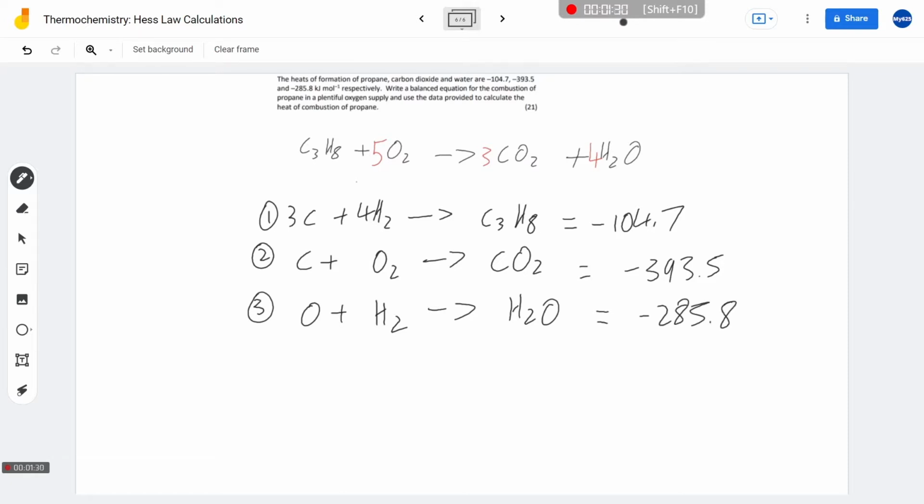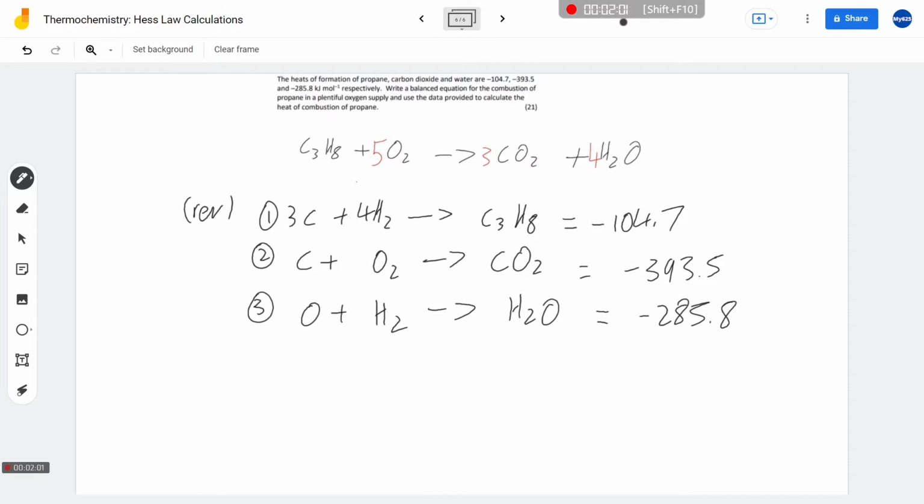Okay, so we have our equations here and our numbers. How do we manipulate these to look like our equation up here? Let's take our first one. What's the first molecule we're interested in? It was propane. Is propane on the correct side in this equation? Well, it's on the right-hand side here, and in the equation we want to build, it's on the left. So what do we need to do? We need to reverse this equation. Do we need to multiply it? Nope, because we have 1 propane and 1 propane, so that's fine.